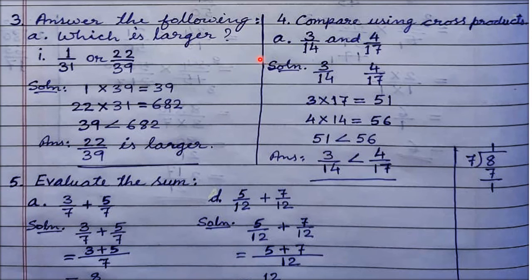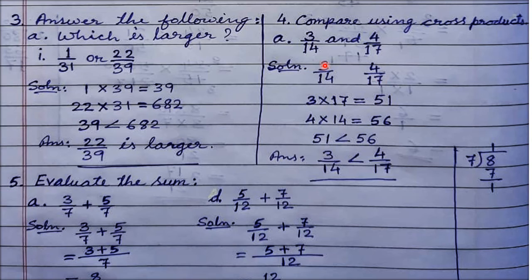Then coming to the next question, question number 4, you have compare using cross product. Here directly given, use the cross product that we had been using earlier also. Okay, number A, 3 by 14 or 4 by 17. Compare means you have to find out which one is greater and which one is smaller. Okay, 3 by 14, 4 by 17.